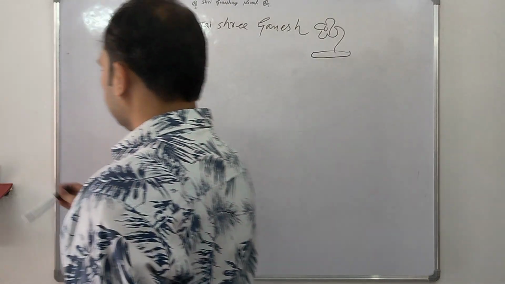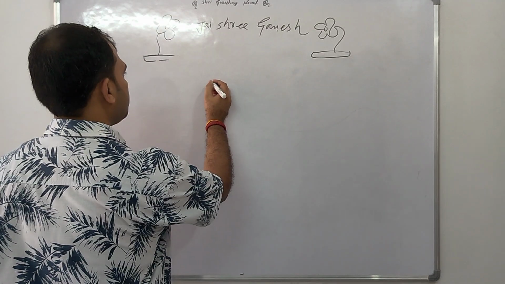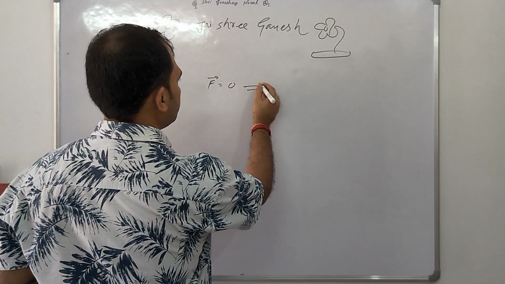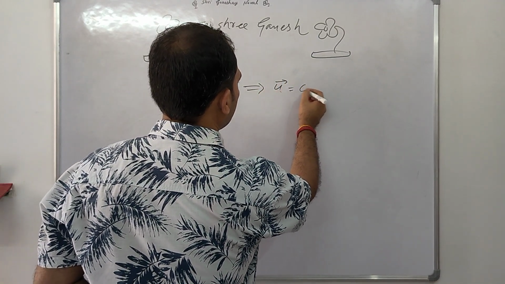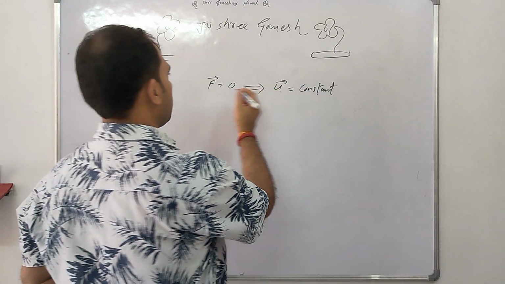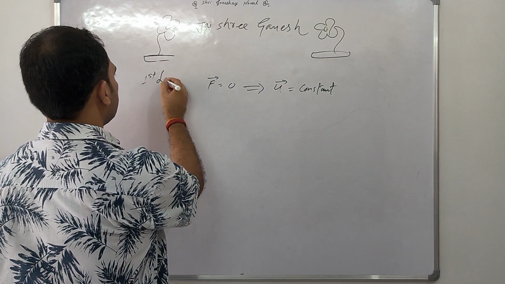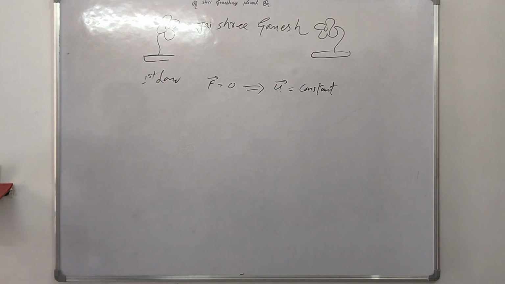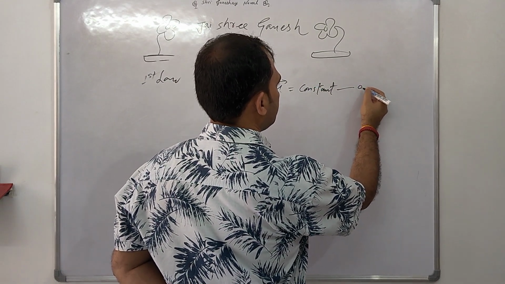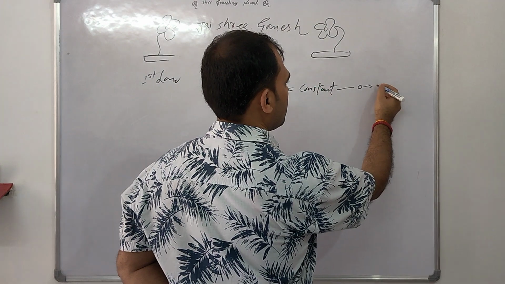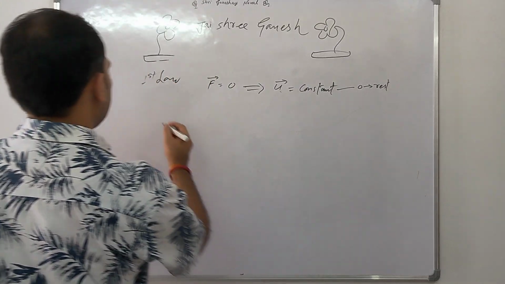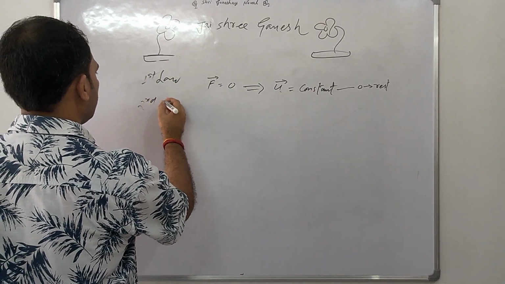So basically this is the first law. In mathematical language, if F is equal to 0, then u will be constant. This constant may be 0 in case of rest or static condition.